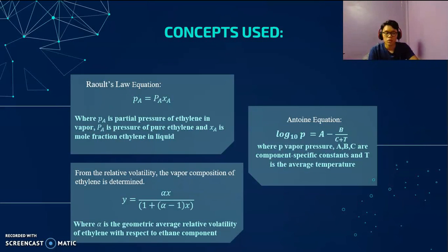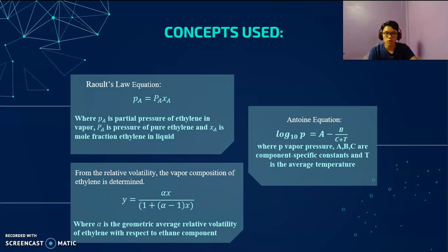Moving on. In this calculation of stages, we will be using Raoult's law, P equals PaXa, where P is the partial pressure of ethylene in vapor, Pa is the pressure of pure ethylene, and Xa is the mole fraction of ethylene in liquid. Also the Antoine equation, which is our most important equation: log P equals A minus B over C plus T. P is vapor pressure, A, B, and C are constants, and T is the average temperature. Our average temperature is 106.8.